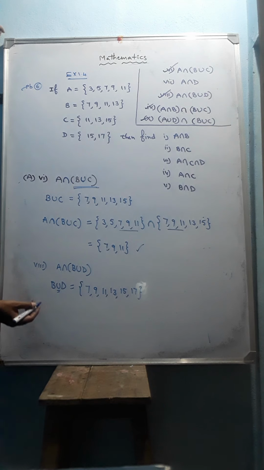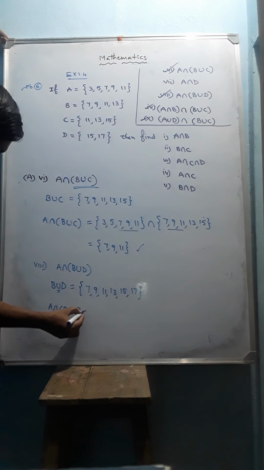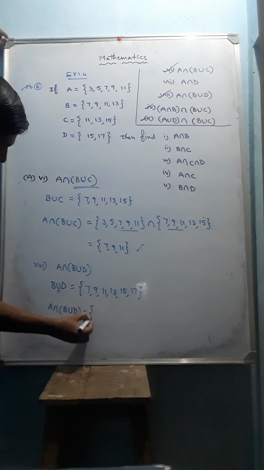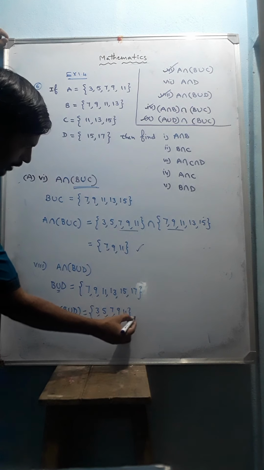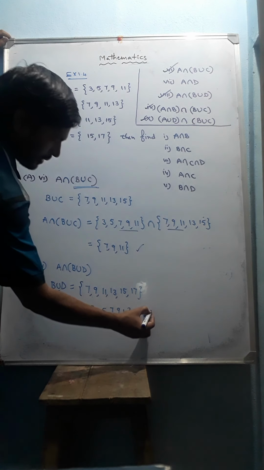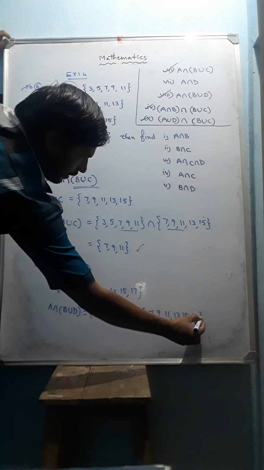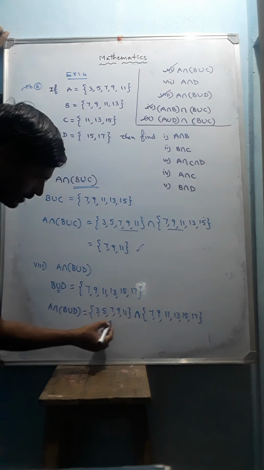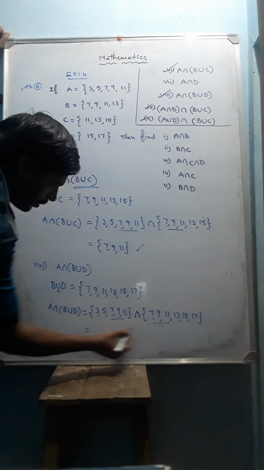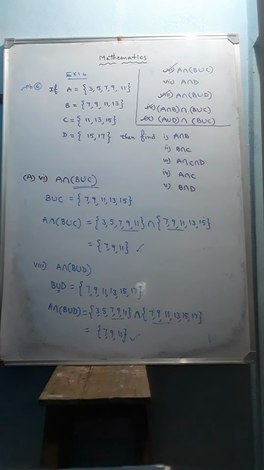Next, A intersection (B union D). The A set elements are 3, 5, 7, 9, 11, and the B union D set elements are 7, 9, 11, 13, 15, 17. Here the intersection symbol is there, and intersection means common elements. So 7, 9, 11 are common, and the answer is 7, 9, 11. Write it down fast.